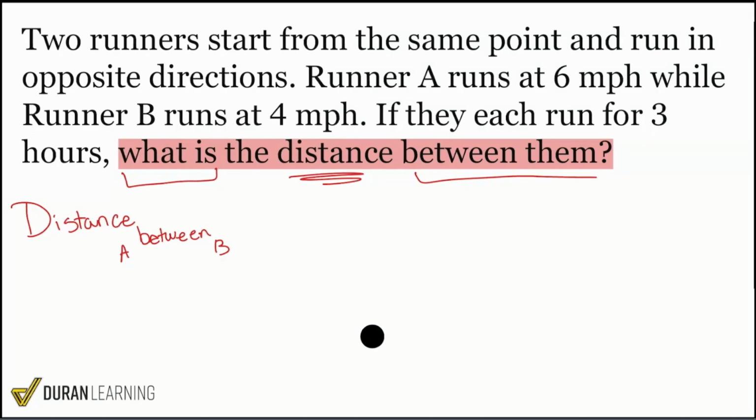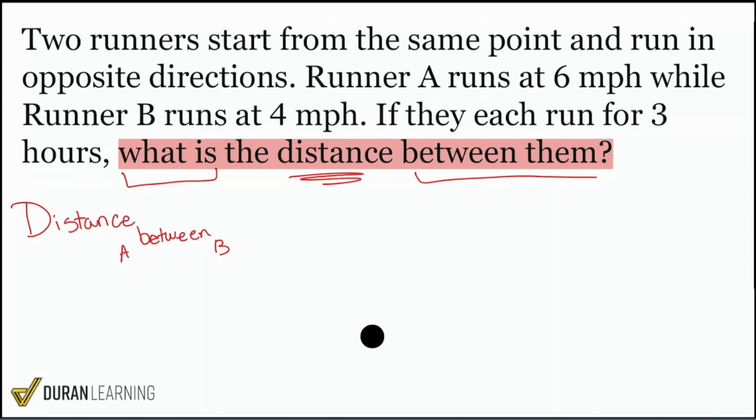Now we have runner A, and runner A runs at 6 miles an hour. Runner B runs at 4 miles an hour. And it says that they each run for 3 hours. Okay. Now, this is a lot of mumbo jumbo here, right? Because not only do I not have one rate, I have two, 4 miles an hour and 6 miles an hour. What am I supposed to do with all that info? Here's what you can do.